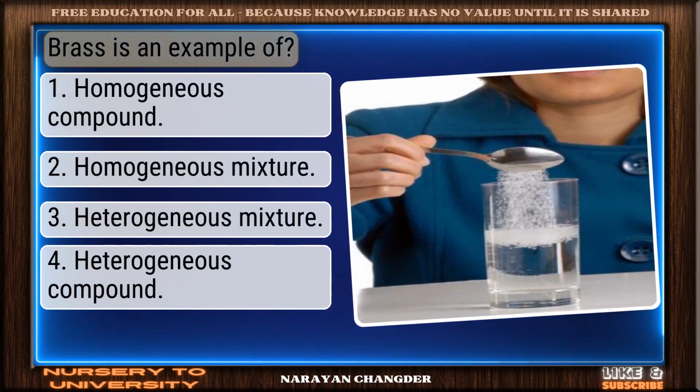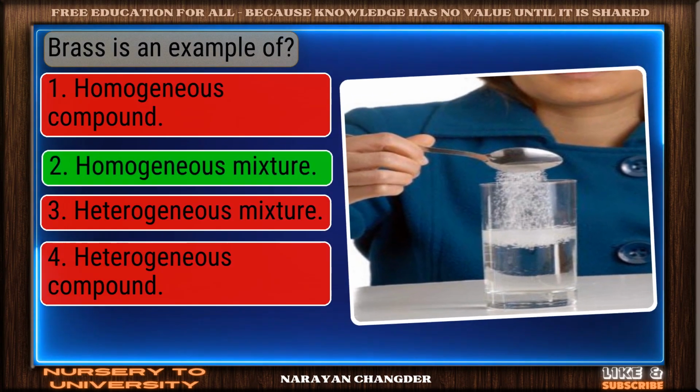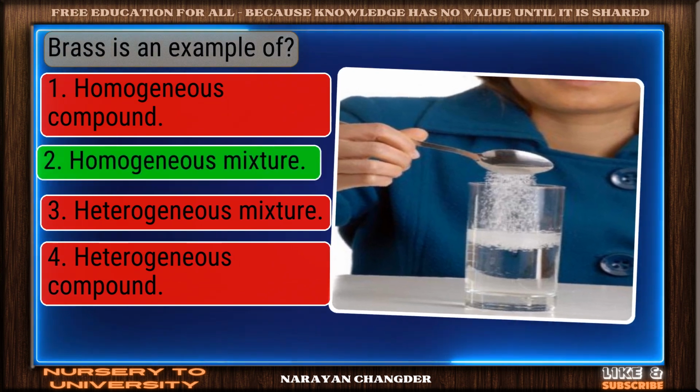Question number 25. Brass is an example of. Bravo. Homogeneous mixture is the answer.